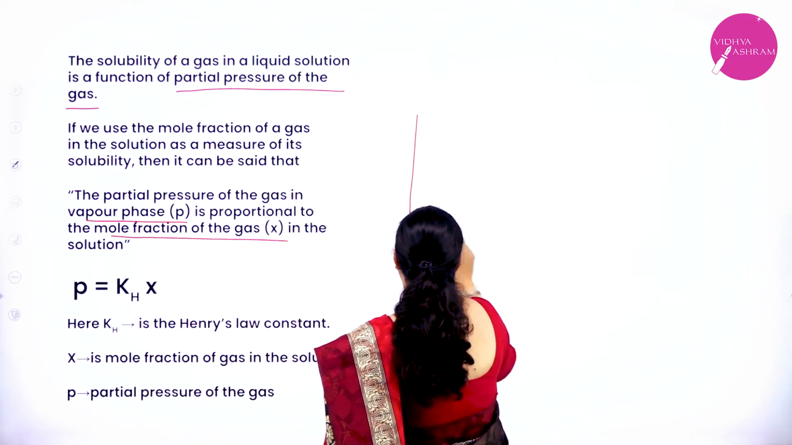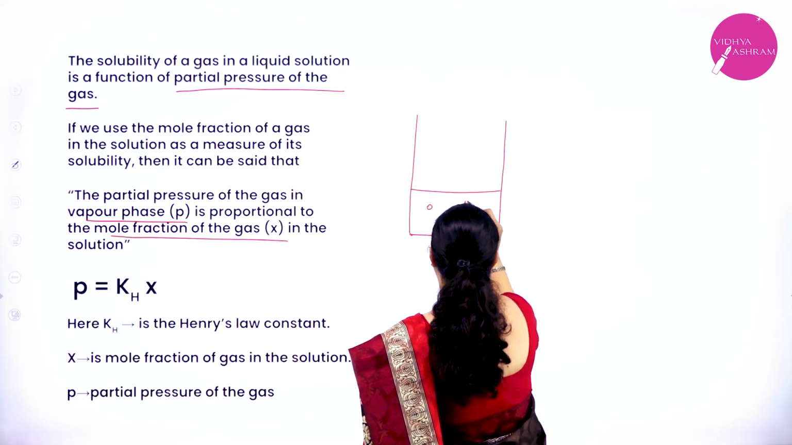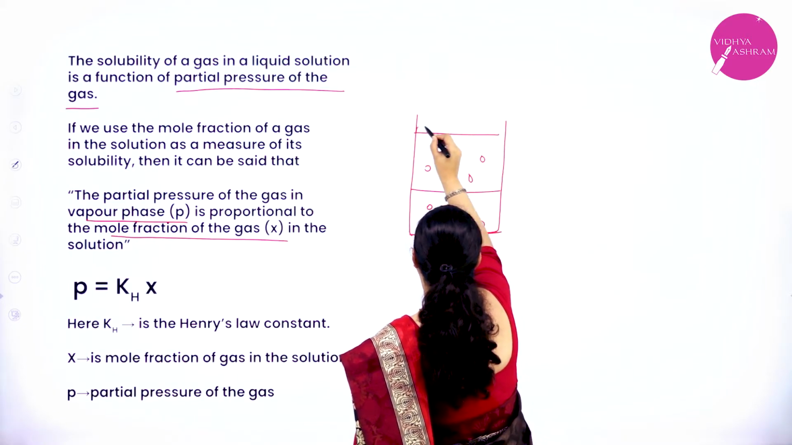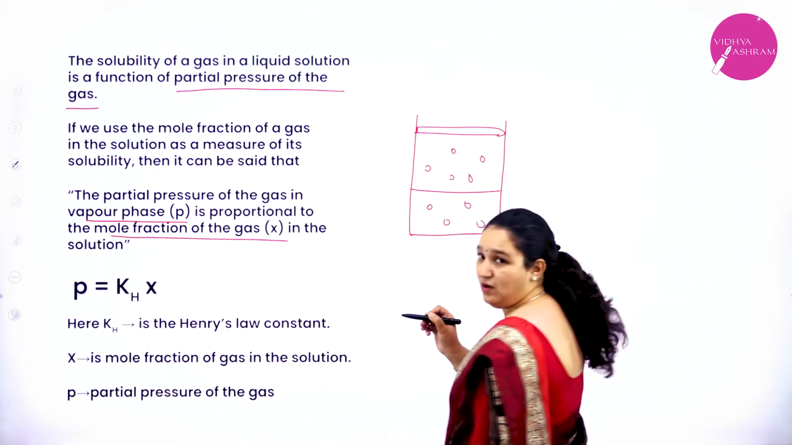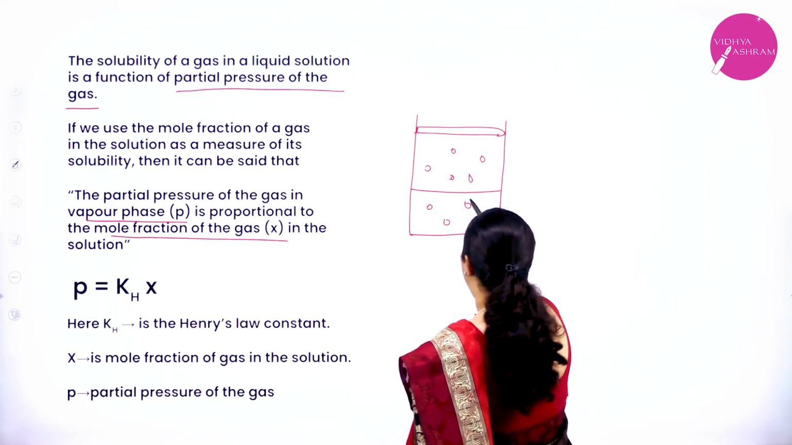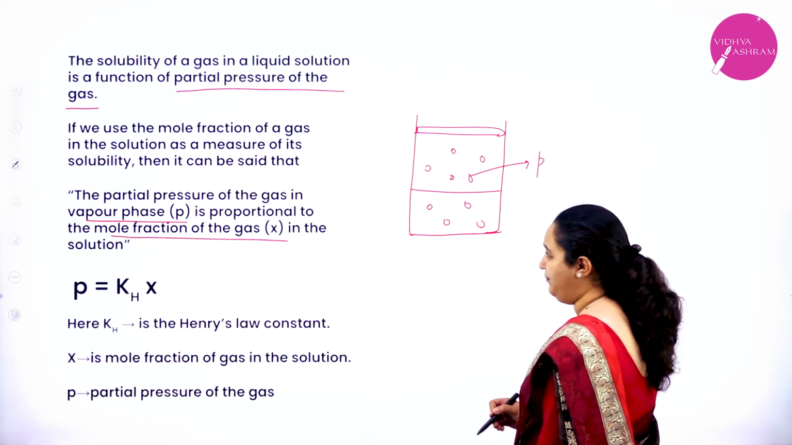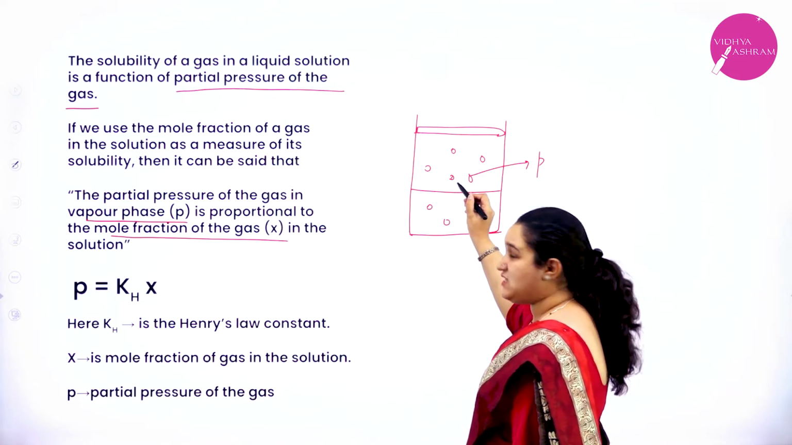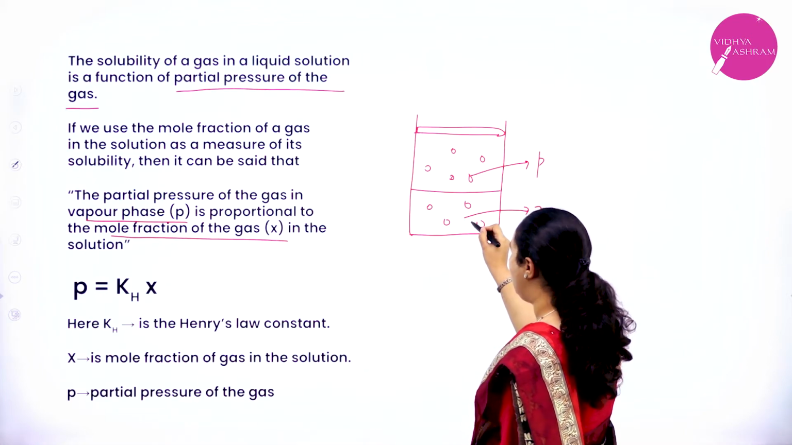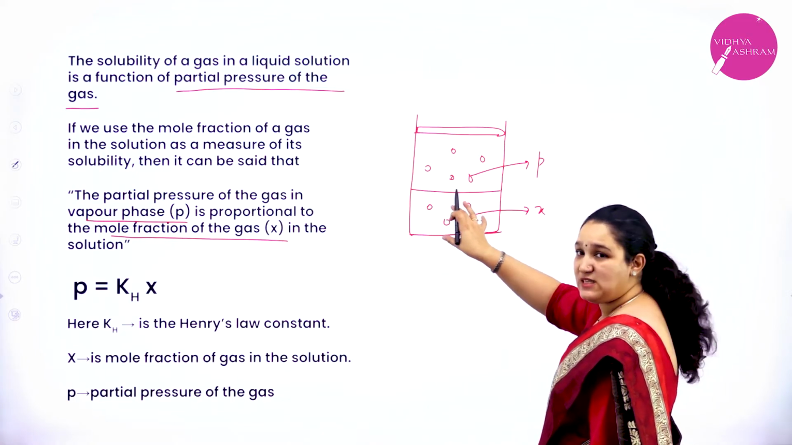That is, if I have this as my solution and I have some gas particles which are just not dissolved yet. What Henry's law tells us is that the partial pressure of the gas in the vapor phase, which is taken as P, is directly proportional to the mole fraction of the gas in the solution. So how much gas is present in the solution?